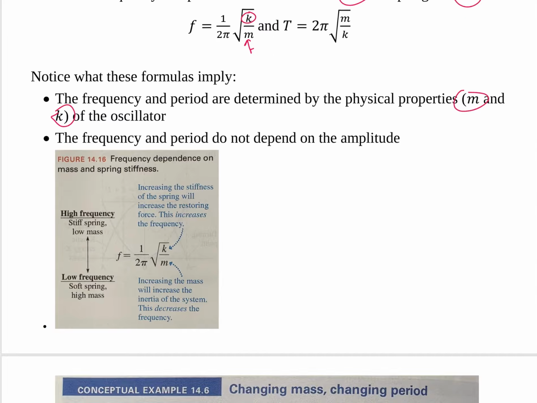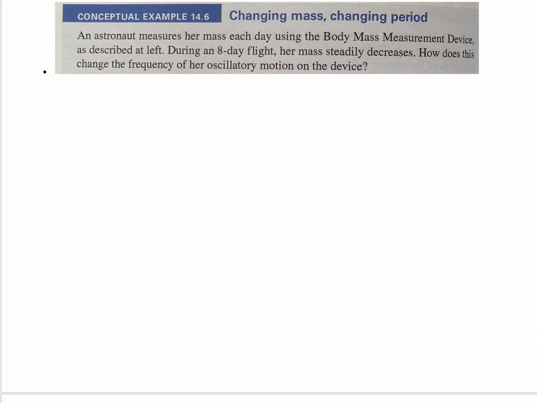Okay, so here we go. An astronaut measures her mass each day by using the body mass measurement device, as described on the left, which I don't have. So basically what the body mass measurement device does is it uses a spring oscillator. An astronaut will sit in a chair or something attached to a spring, and this thing is going to oscillate back and forth. It's going to have a frequency to it, okay?